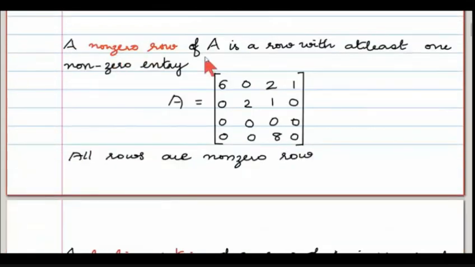A non-zero row of A is a row with at least one non-zero entry. So this is one example: A equal to 6021, 0210, 0000, 0080. Here, in each and every row we have a non-zero element except the third row, which contains only zeros.